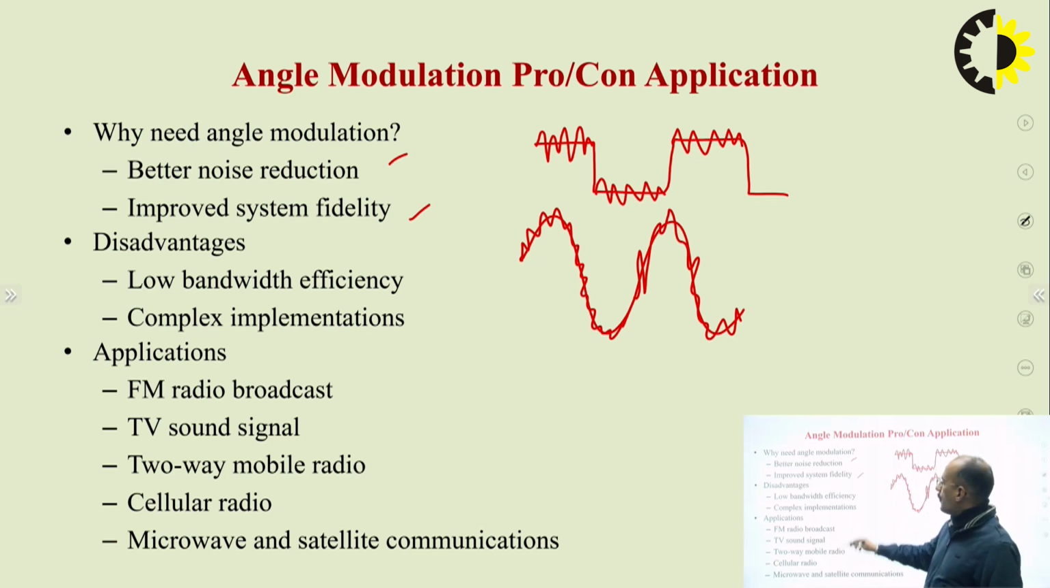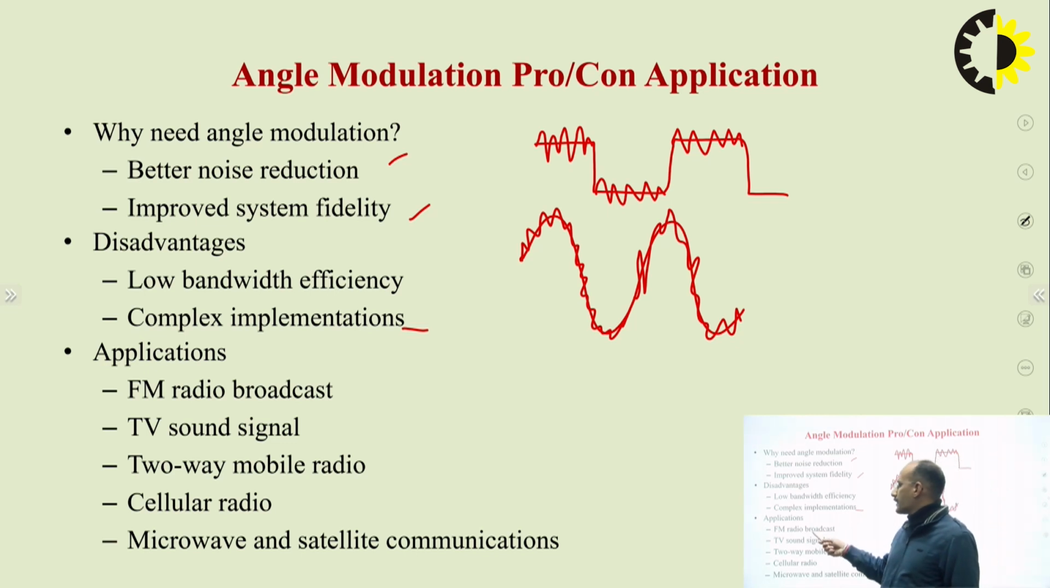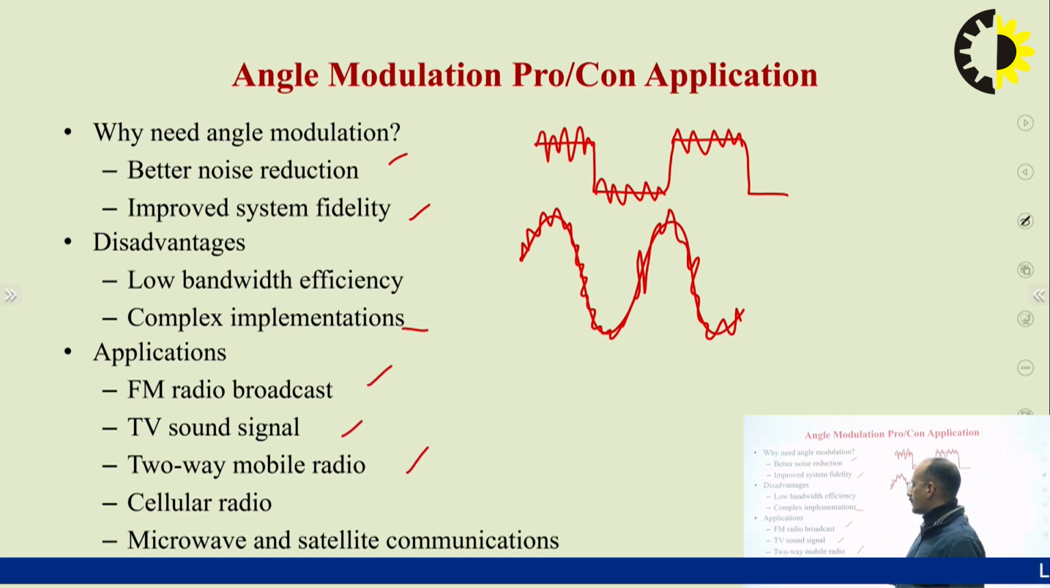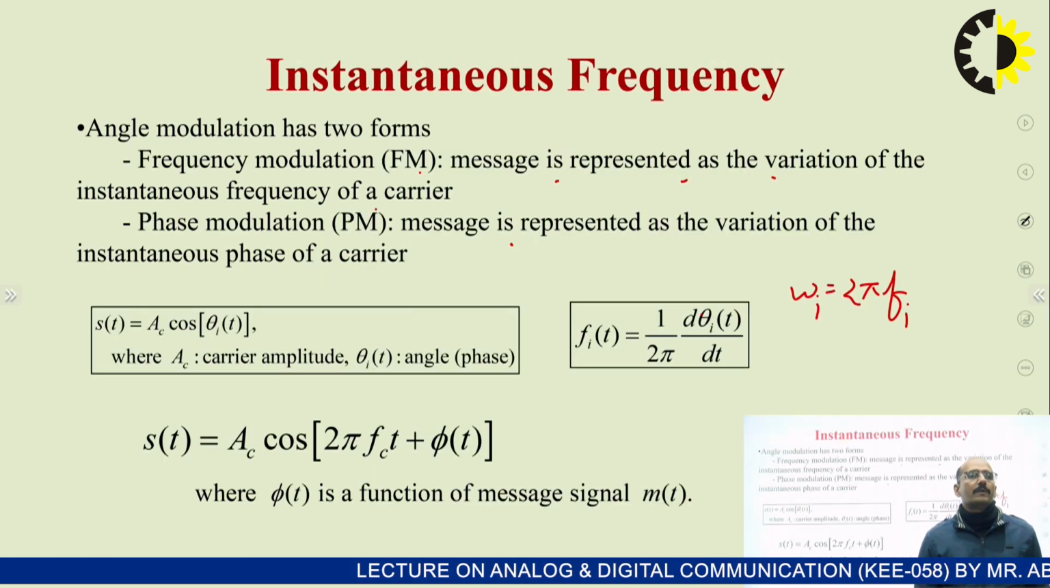Also the disadvantage is low bandwidth efficiency, because the bandwidth requirement is quite high. The implementation of FM is also very complex. And one more point is that the FM broadcasting range is quite low compared to AM. FM radio broadcast is for a limited region or radius, but the AM range is quite high. The applications of FM are FM radio broadcast, TV sound signal, two-way mobile communication, cellular radio, microwave and satellite communication. These are the different kinds of angle modulation applications which we discussed already.